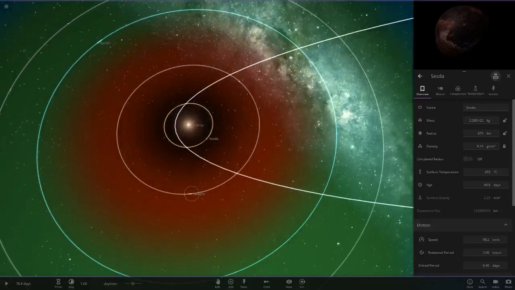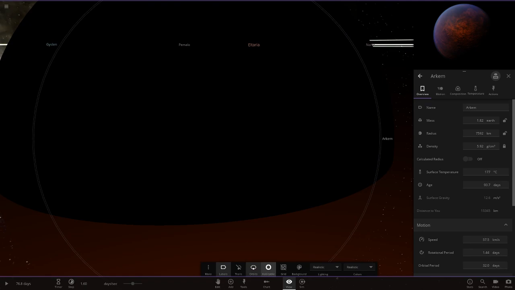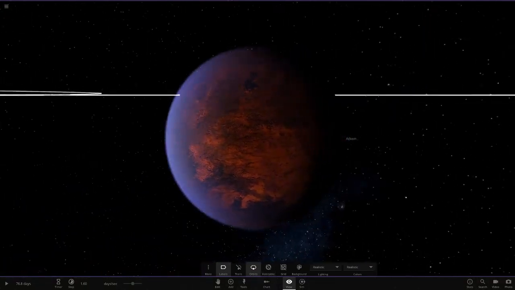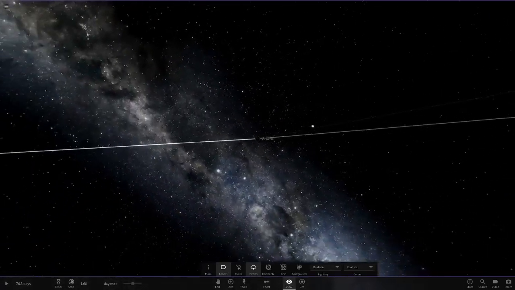So there's that. Next up, we got Arkhem over here, and this is a reddish object with a sweet looking sort of bluish atmosphere, purpley blue atmosphere on it there. So that is looking good. So it's 177 here, so not as hot as the previous object.